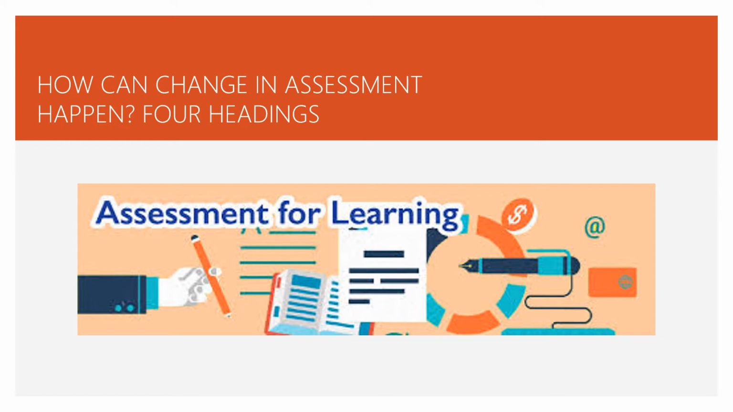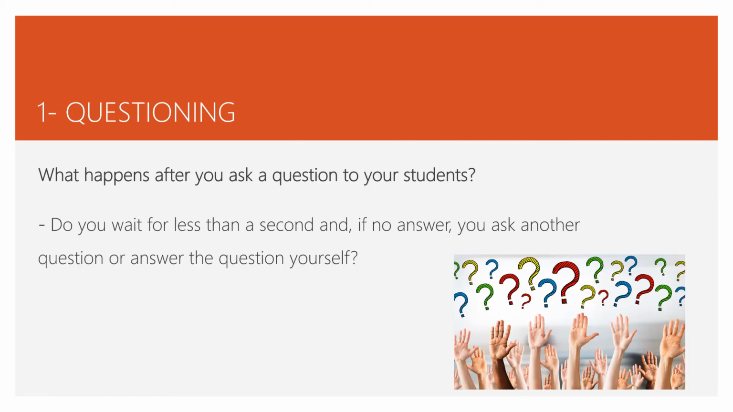So how can we change the way in which assessment happens? What can we do to improve this assessment for learning? The article comes up with 4 headings. I'm going to present these 4 headings, and then we're going to discuss each one of them. The first one is in terms of questioning. So let's try to reflect on what we do, on our own experience.